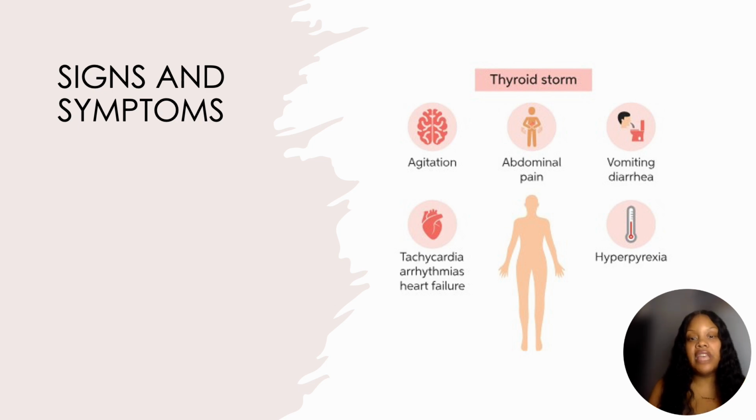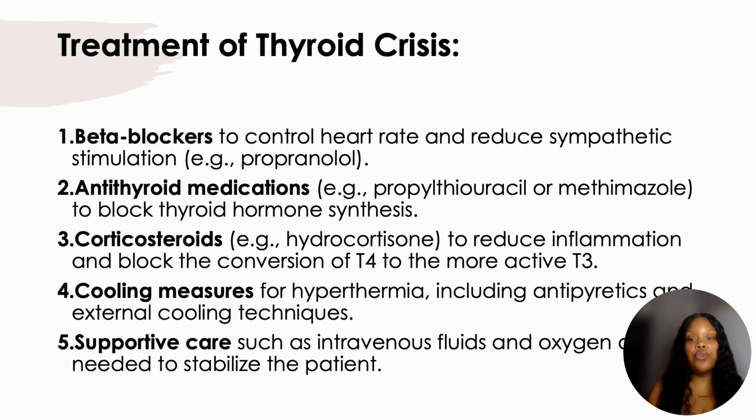You can see agitation, abdominal pain, vomiting and diarrhea. They will have a really high fever. You can see tachycardia, arrhythmias, and even heart failure. So, what are you going to do if a patient is in a thyroid crisis?